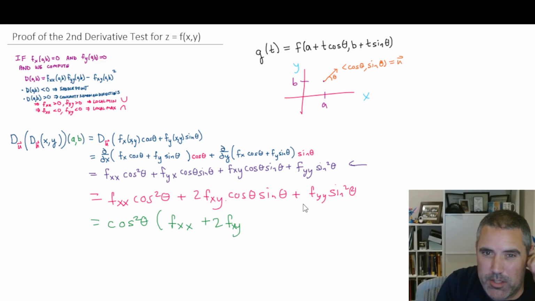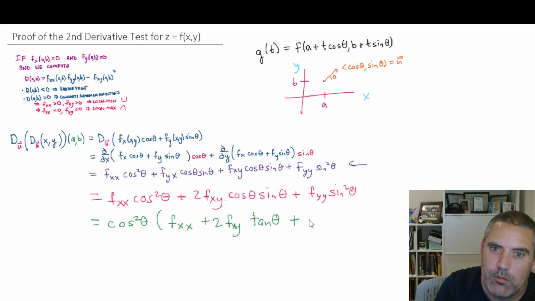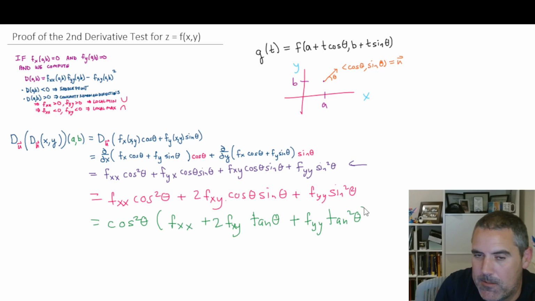So I'm dividing everything by cosine squared because I'm just trying to see if I can simplify this a little bit. Now, if you think about what happens when you divide by cosine squared here, one of the cosines cancel, and you end up with a sine over cosine, which is actually tangent. So that's kind of nice. When you divide this by cosine squared, you get sine squared over cosine squared, so you actually get tangent squared. That's kind of nice.